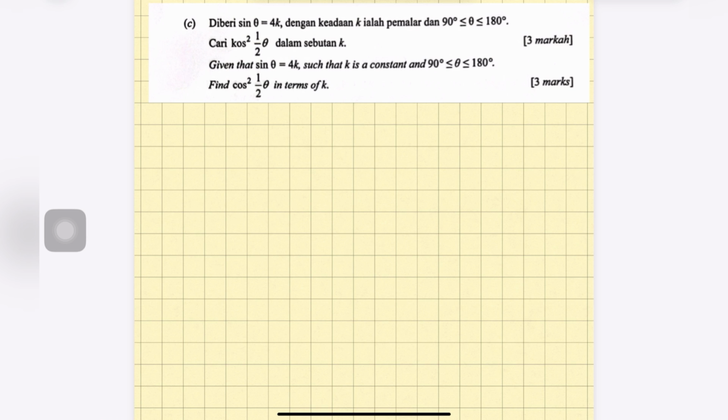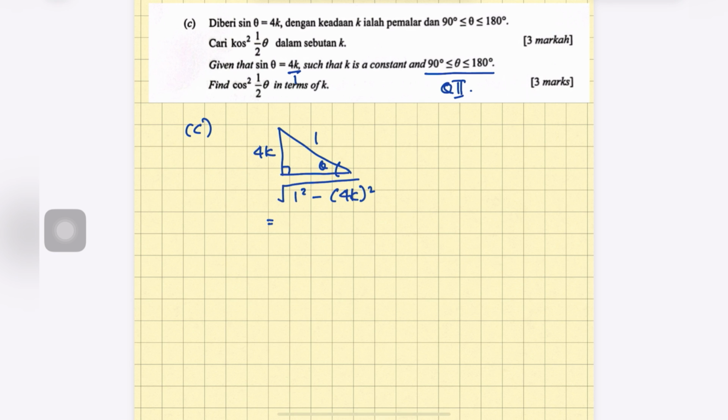C. Given that sin theta equals to 4k such that k is a constant and theta is more than or equals to 90 degree but less than or equals to 180 degree. Find cos squared 1 over 2 theta in terms of k. Okay, so then first of all, given this quadrant 2, so we have sine, so we need to draw right angle triangle in quadrant 2. So quadrant 2, so this one theta, sine so this one 4k over 1. To find the adjacent by using Pythagoras theorem, 1 squared minus 4k squared square root, which is equals to square root 1 minus 16k squared.